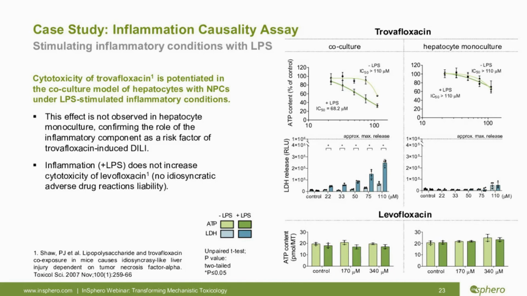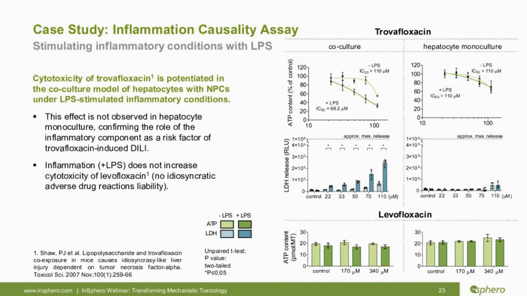If you look at the data on the right-hand side, it is clear that the cytotoxicity profile of trovafloxacin is shifted in the presence of Kupffer cells and upon LPS stimulation, and this is shown by both ATP and LDH markers. This proves the hypothesis of the risk of hepatotoxicity linked to inflammation, and for further confirmation, you can see that safe levofloxacin does not become more toxic upon either LPS stimulation or in the co-culture model.